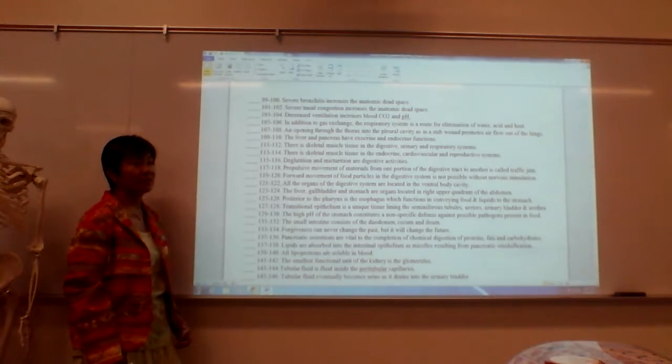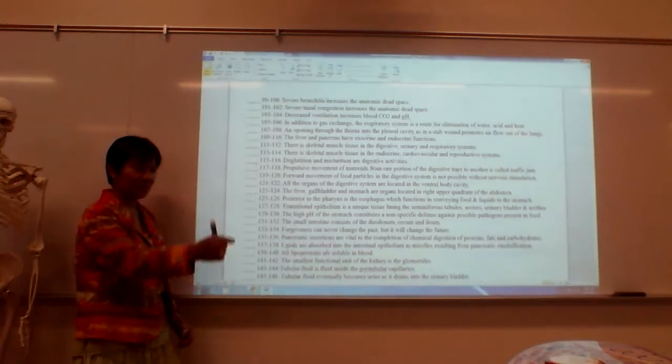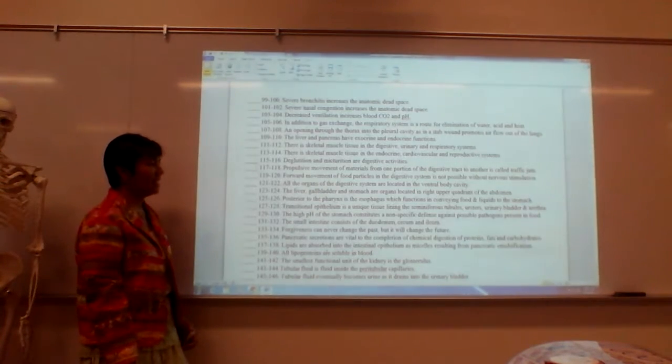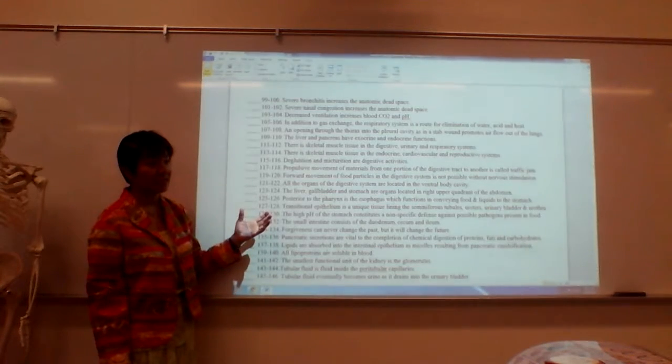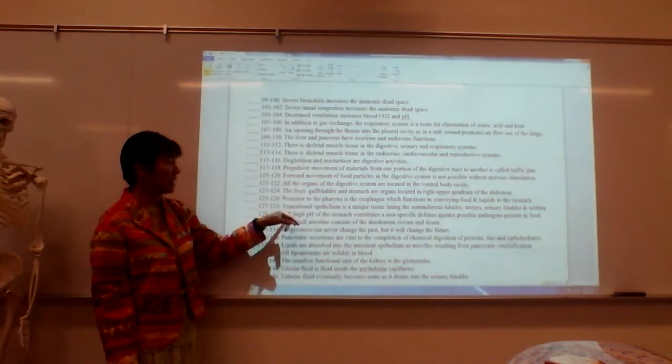Inferior, yeah. The esophagus is not in the back of the pharynx. It's one continuous tube. Okay? So, remember, pay attention to every word for your test. This is good practice for your test.